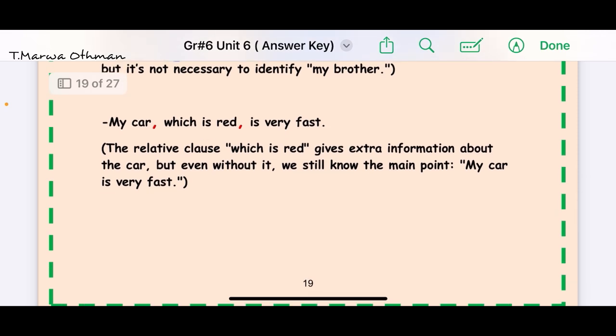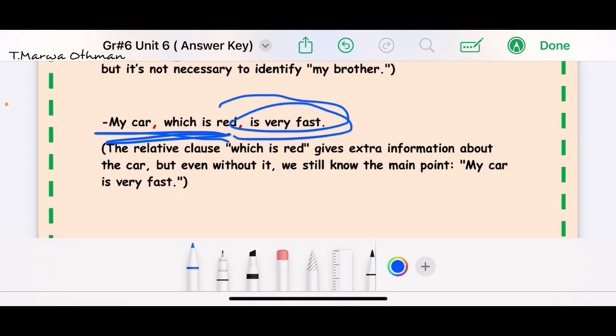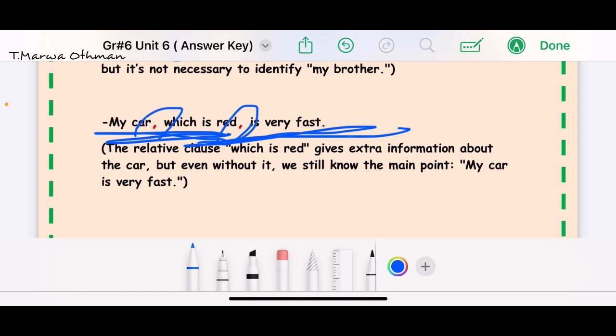Okay, look at the sentence here. My car, which is red. If I stop, you would understand everything here. But I could give you extra information, which is very fast. But if I remove it also, it would make sense. My car, which is red. And also I can say it as my car, which is red, is very fast. It would be okay. And you have to add the commas.